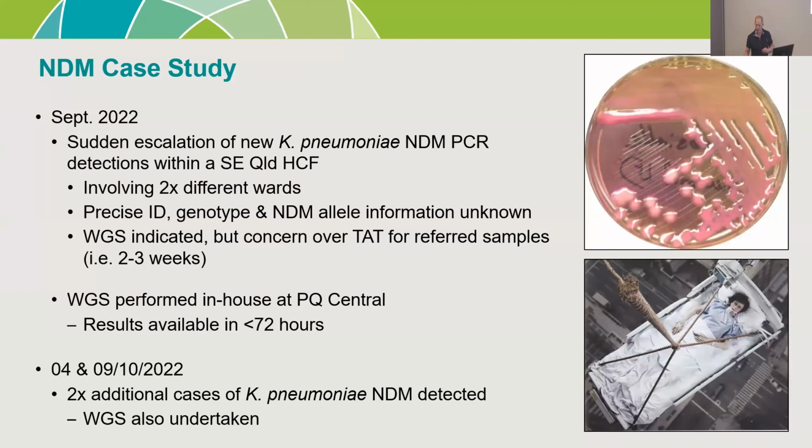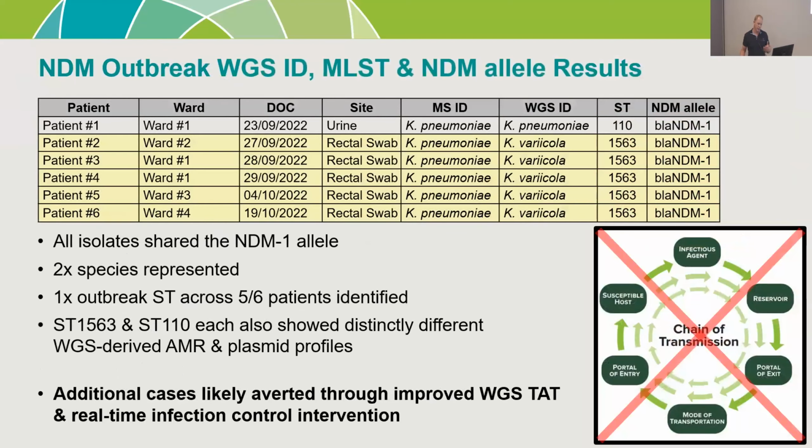And there were a couple of additional cases that also arose while we were doing the sequencing, which we also looked at. It turns out that 5 of the 6 patients did have the same strain of organism, which turned out to be a different species and a different sequence type from the other patients. So you can see here, this is a really elegant way of demonstrating how we can very rapidly understand what's going on in a particular ward.